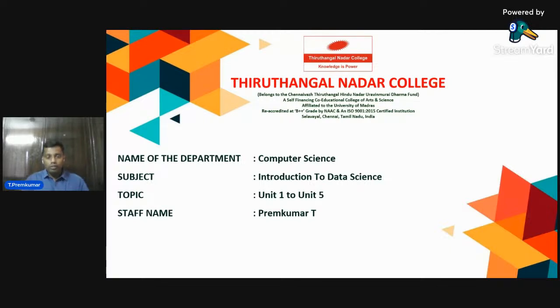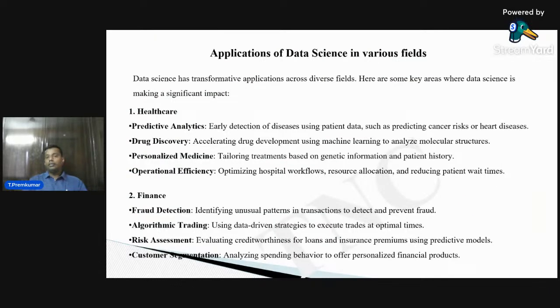Today, I'm going to discuss the important topics covered under the subject Introduction to Data Science. Let us see what is meant by data science and what applications we are using in data science. It is widely used in various diverse fields. Here are some of the key areas where data science is making a significant impact.